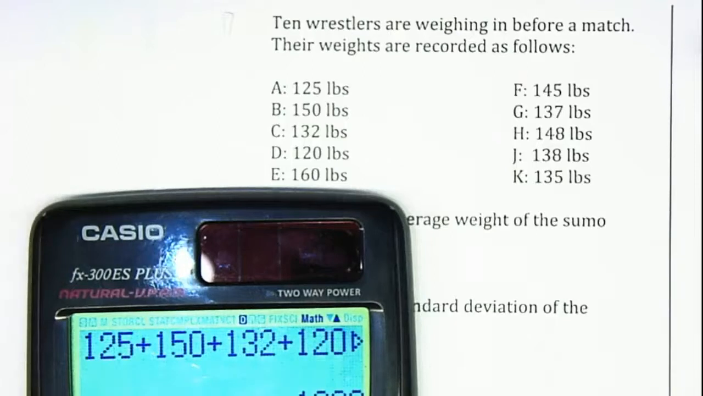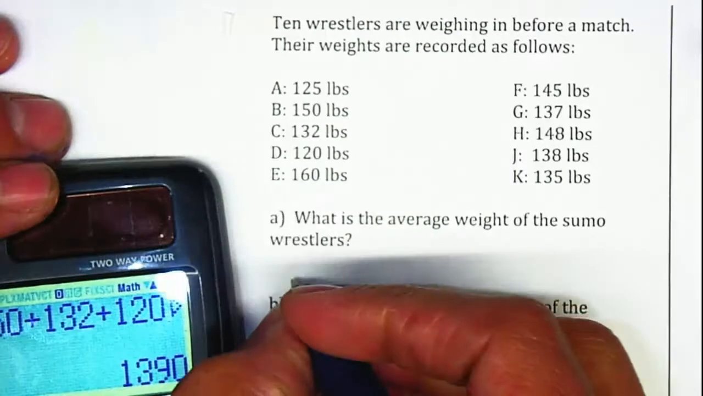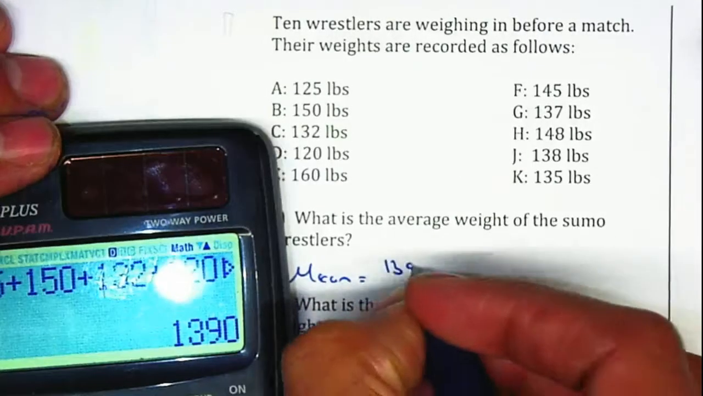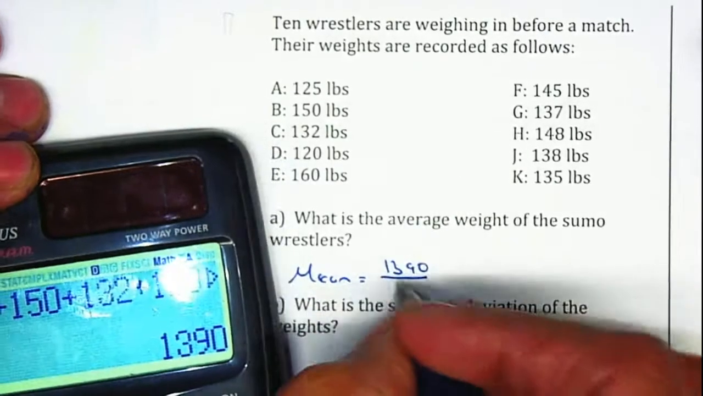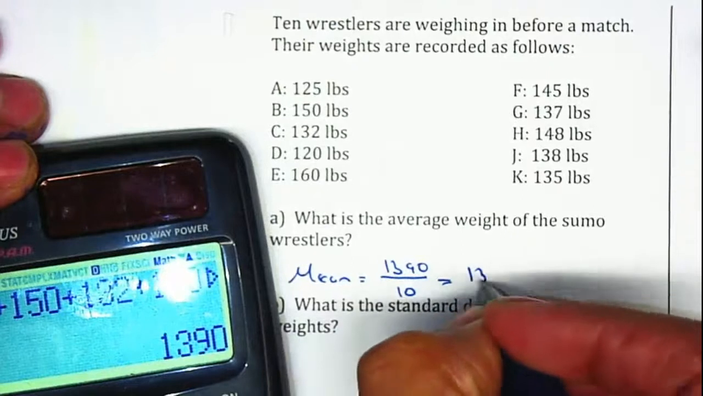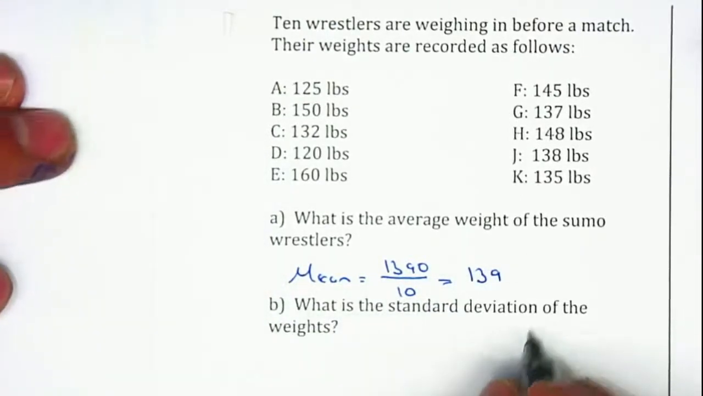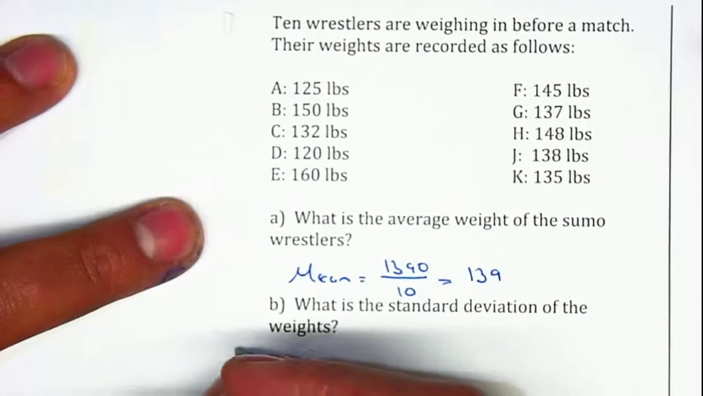So your average, or your mean in this case, is 1390, and I'm going to divide by how many do we have? We have 10, so therefore it will be 139. Now, what is the standard deviation? First, we're going to find your variance.